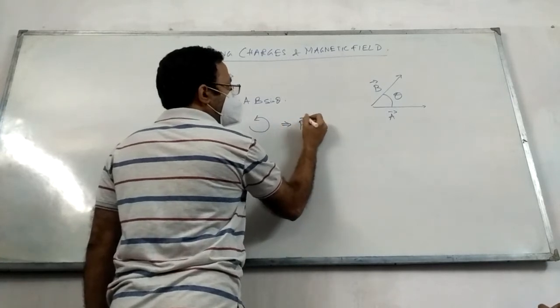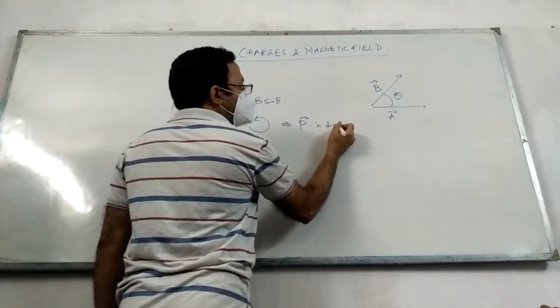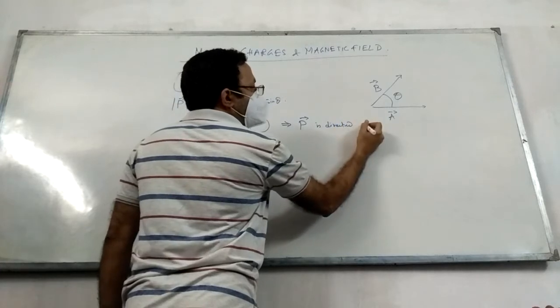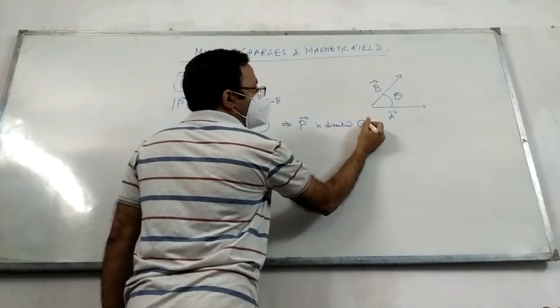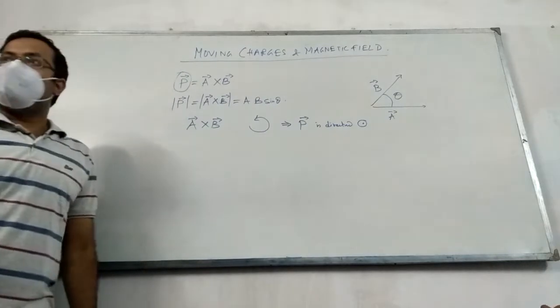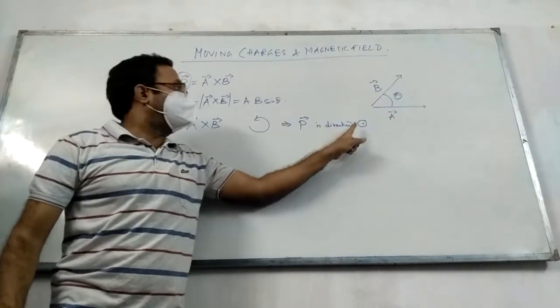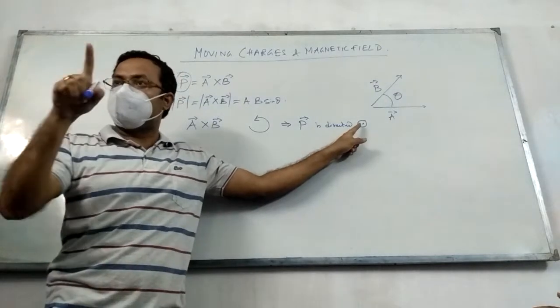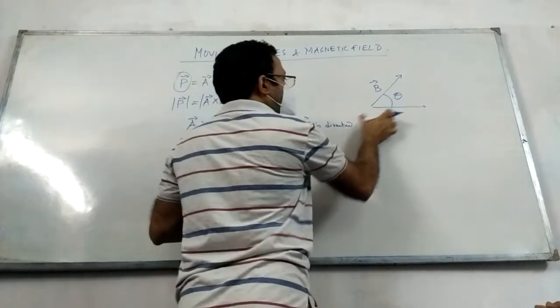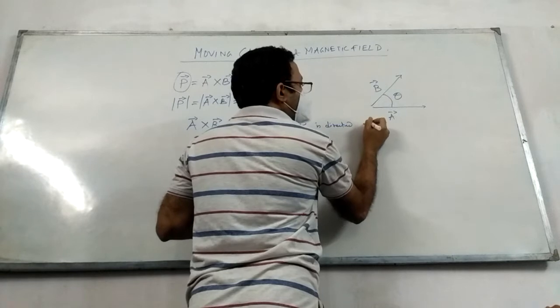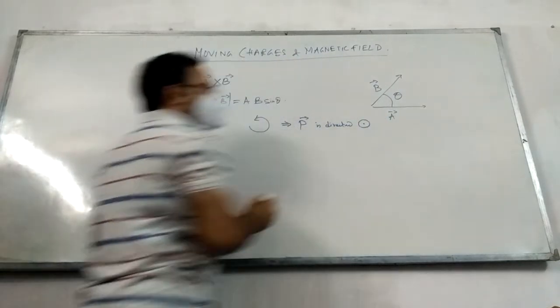P is directed outwards. This is the sign for perpendicular outward direction. A dot and then a circle. Okay? A dot and then a circle. This is the directional convention of outward direction.